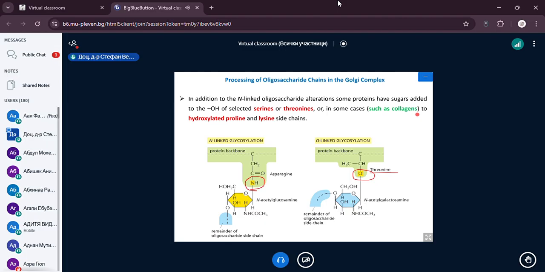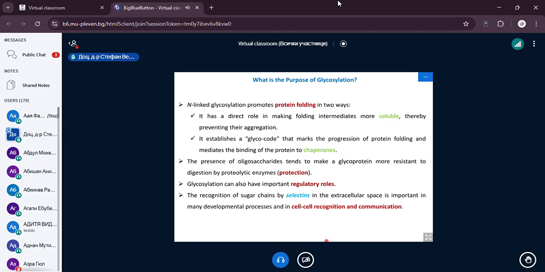And especially in the cells which are involved in the synthesis and secretion of collagen fibers, this glycosylation happens on proline and lysine amino acids, which are in advance hydroxylated with the help of a special enzyme which uses vitamin C as a cofactor, and this newly added hydroxyl group is being glycosylated by special glycosyl transferases. So this is the glycosylation of proteins in the Golgi complex and endoplasmic reticulum.